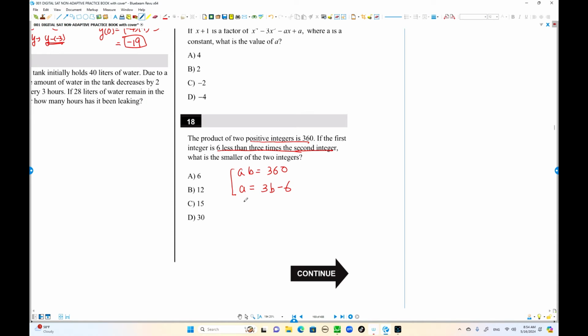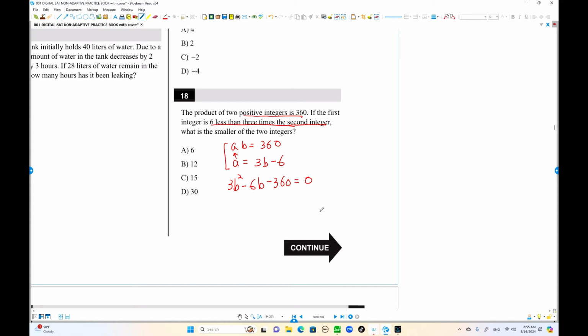A equals 3B minus 6. Put this number over here, okay? So 3B times B is 3B squared. 6 times B is 6B, equals 360, so minus 360 equals 0. That is a quadratic equation. Simplify, okay? Divided by 3. B squared minus 2B minus 120 equals 0.